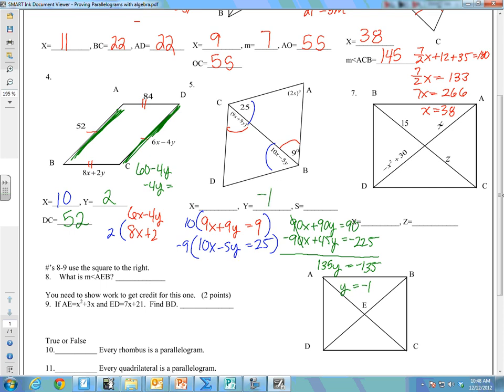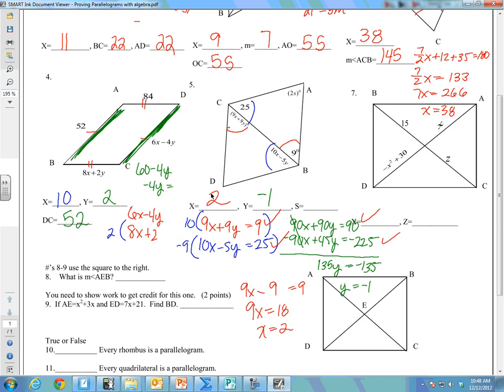Okay, once I find y, I can plug it into any of those equations to find x. We'll plug it into the 9x plus 9y is equal to 9 equation. But y is now negative 1, so it's going to change this 9y to a negative 9. I'll add 9 to both sides. I get 9x is equal to 18. Divide by 9, x is 2.